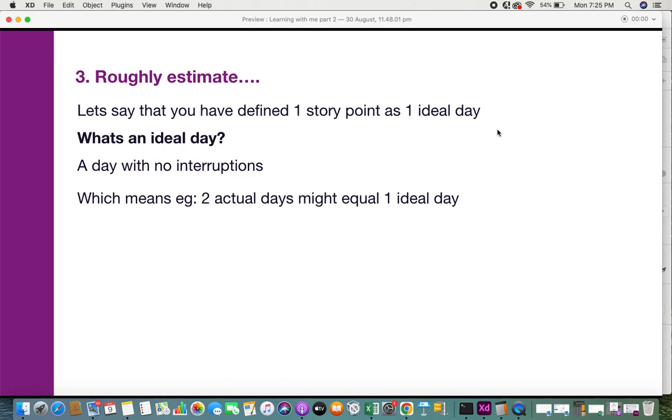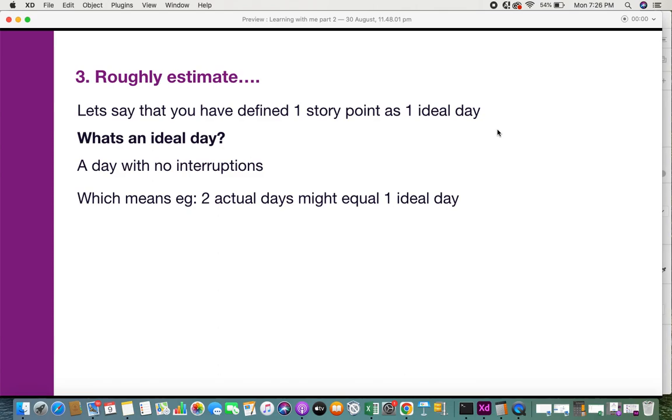idle day. Okay, so what's an idle day? A day with no interruptions. So note this point, it's a day with no interruptions. Okay, so let's take the negation of this. So two actual days might equal one idle day.